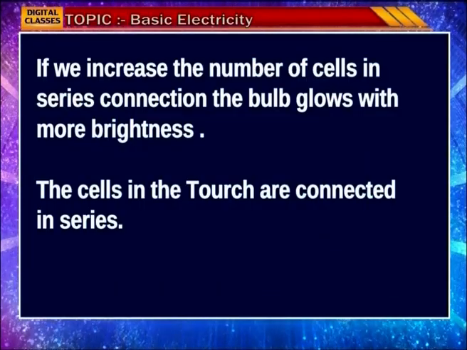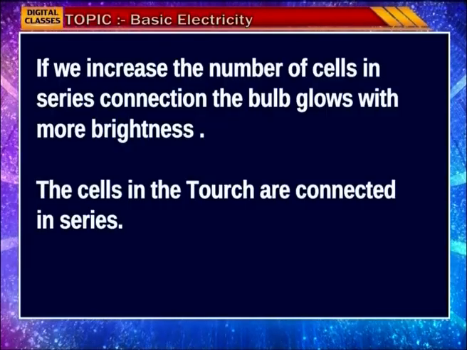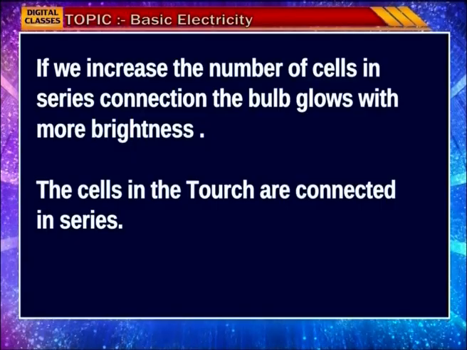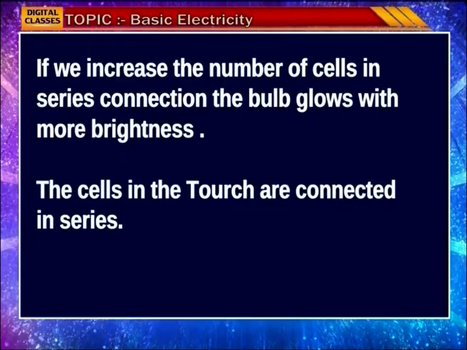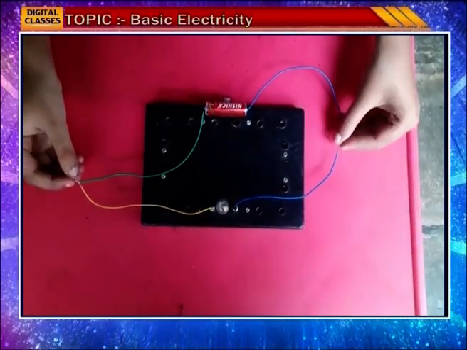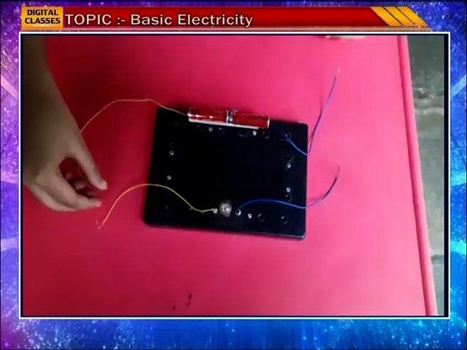If we increase the number of cells in series connection, the bulb glows with more brightness. The cells in the torch are connected in series. The bulb glows brightly when the batteries are connected in series.